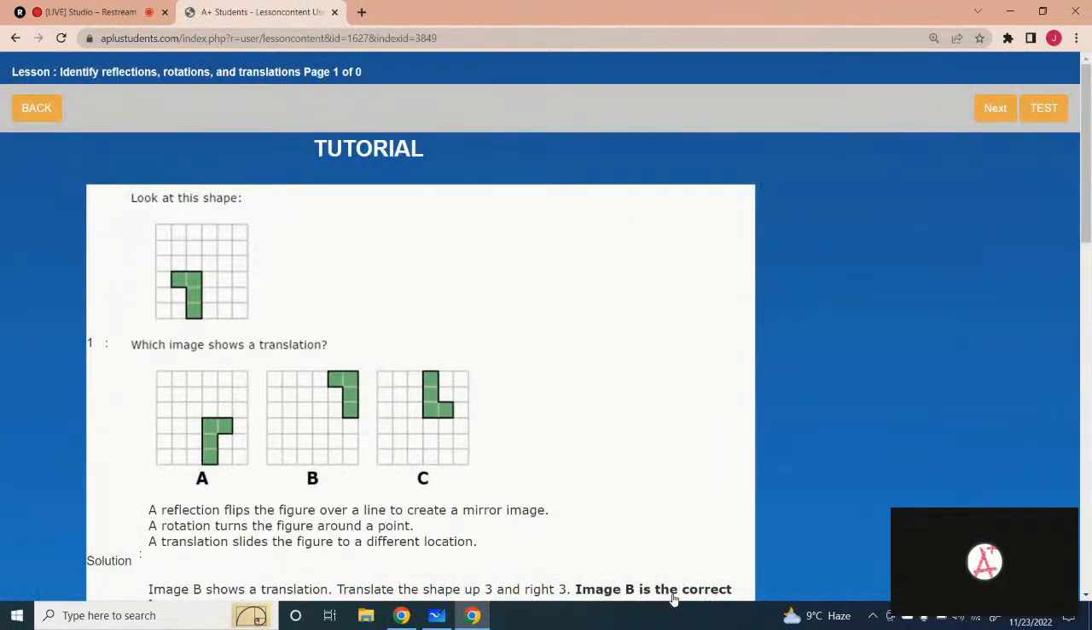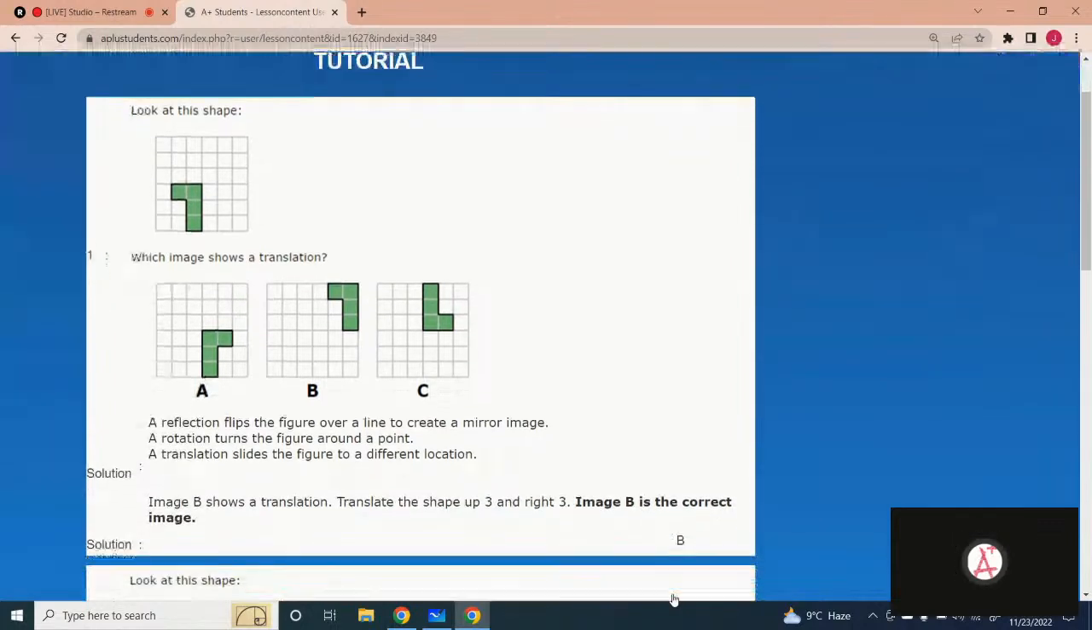Okay, look at this shape. Show which image shows a translation. Got it? You are given three images. You need to see which of them shows the translation. Got it?